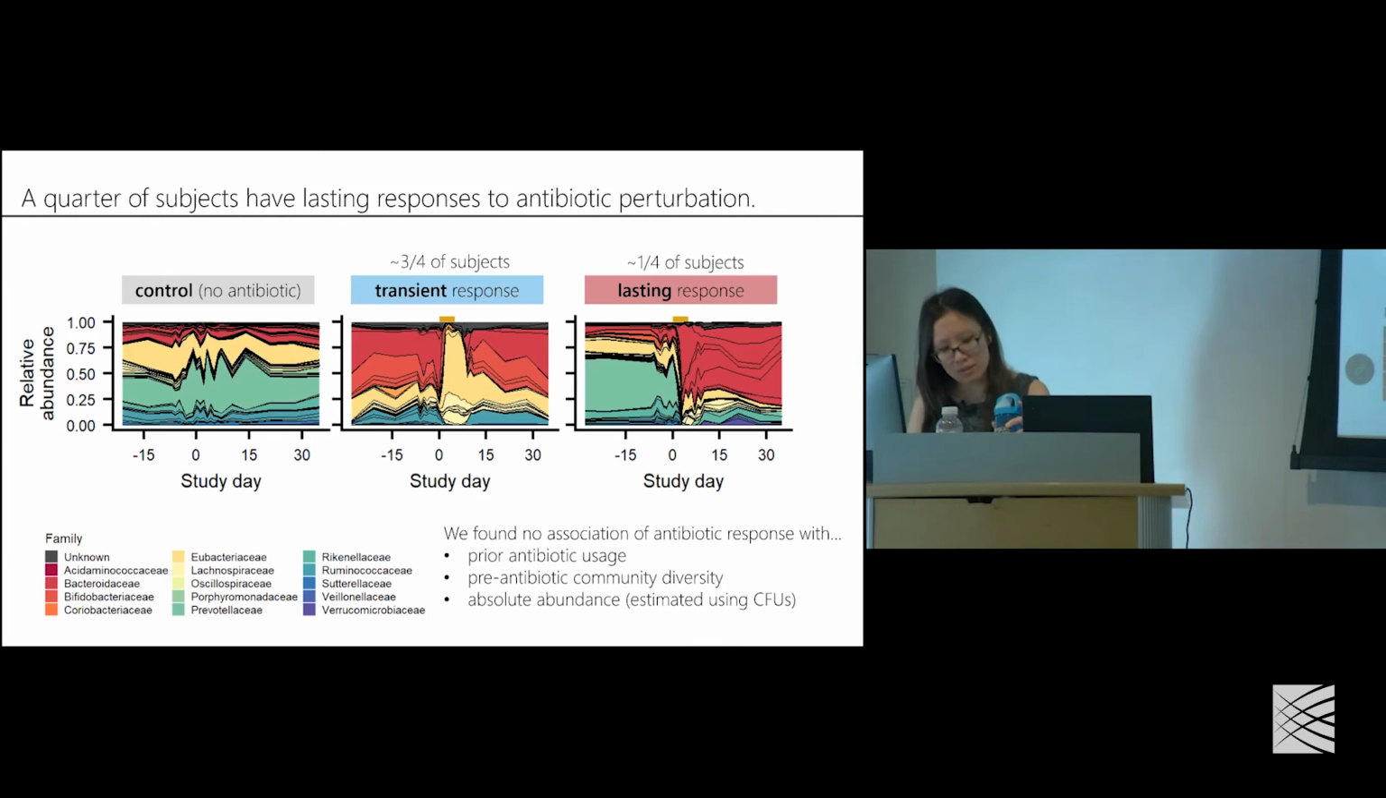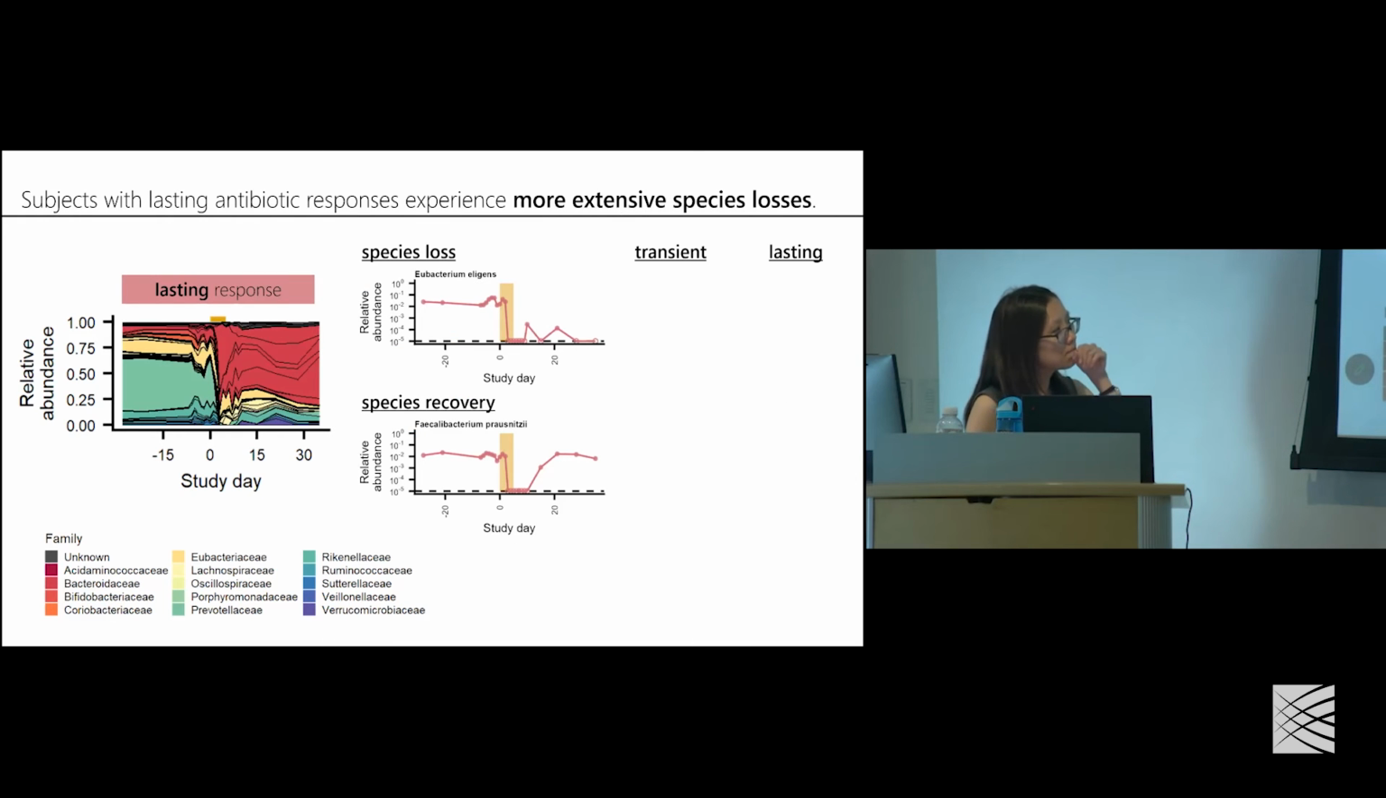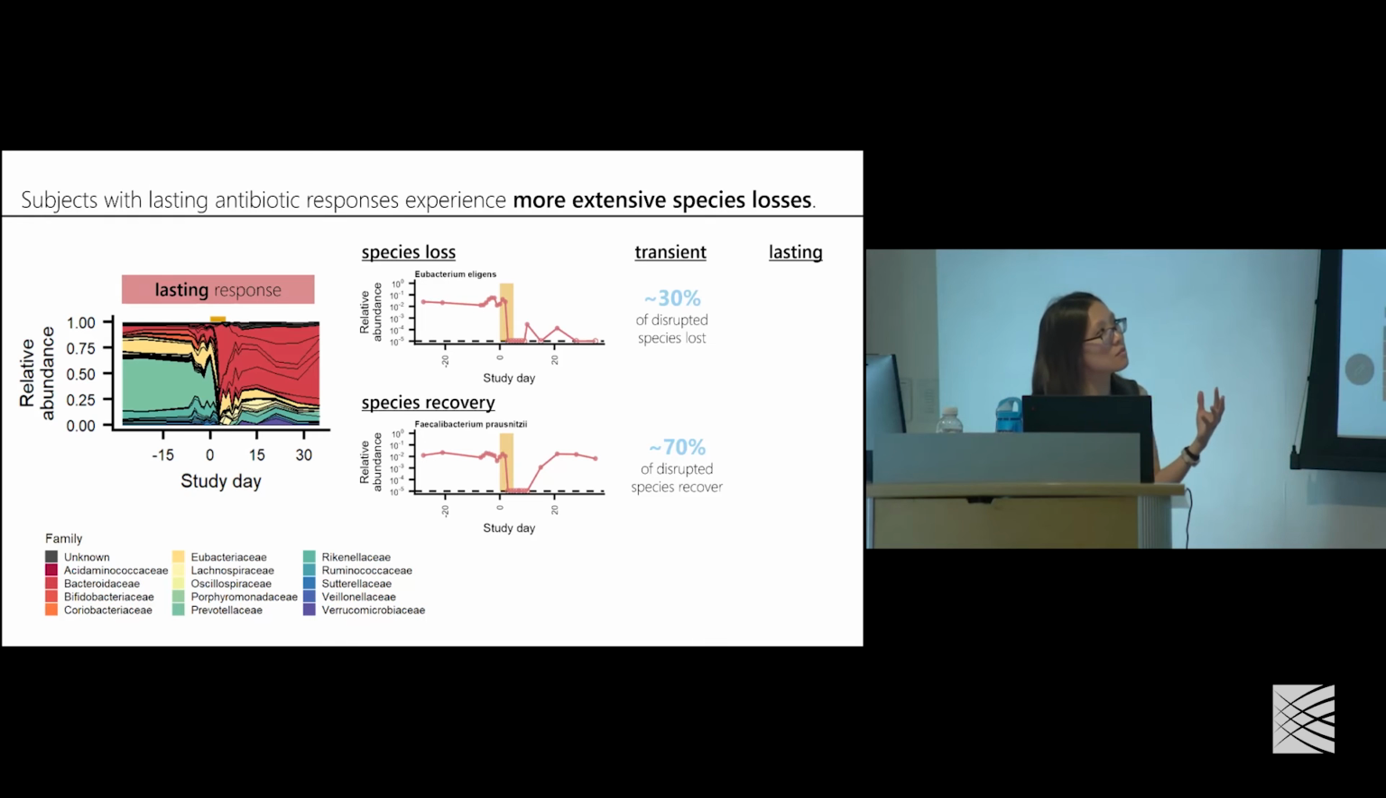As I mentioned, we see these different categories of responses, and we can then break down what's happening within these subjects with lasting responses. As you might expect, subjects with lasting responses have much more extensive species losses than subjects with transient responses. Whereas about 30% of disrupted species were lost in transient responders, lasting responders had much more of their disrupted species lost.